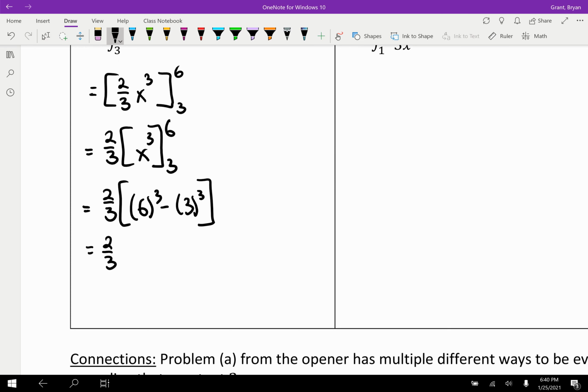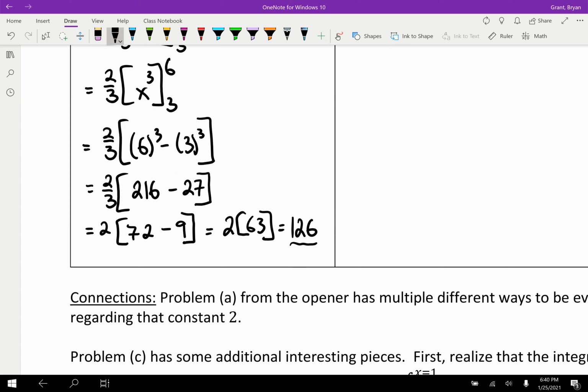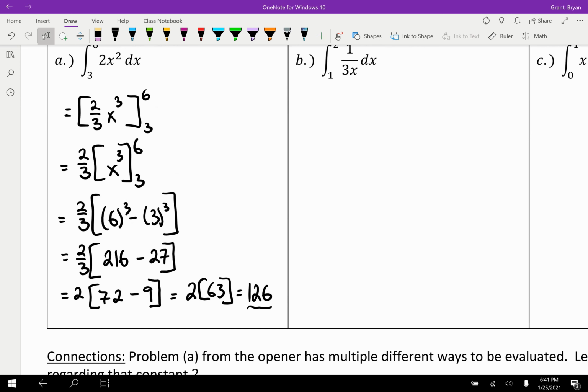Okay, simplifying, never a bad thing. 6 times 6 is 36, times another is going to be 216. We all know our cubes up to 10, right? It's okay if you don't. And then we're going to distribute that 2/3, except I'm just going to distribute 1/3 from 2 first, because 3 goes into 21 nicely and 6 nicely, and 3 goes into 27 nicely. And then just do some math here, right? So we have 72 minus 9, which is going to be 63. And if you double 63, it looks like it's going to be 126. Great. A couple little tricks and shortcuts in there as you evaluate, but it's all good mental math practice.